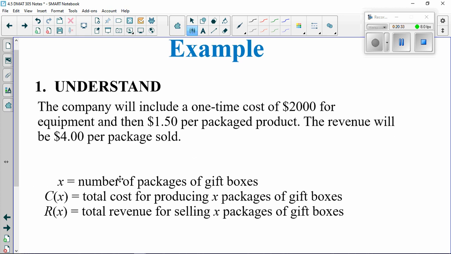So x is going to be your number of packages of gift boxes, because you're asking how many gift boxes they need to sell so that they break even. So C of x, this is kind of Y1 and Y2 if you're thinking about it calculator-wise. C for cost, R for revenue, and then you have your number of packages of gift boxes.